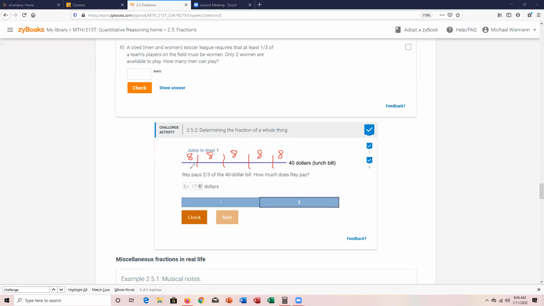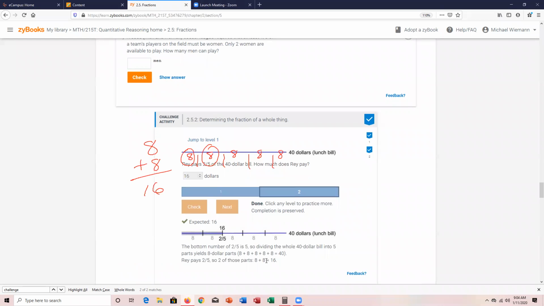So 2 of them match the criteria, so I circle 2 of them. If I add 8 and 8 together, I end up with 16. So $16. Let's verify that we are correct there. So 16, check it. And notice we've got the correct answer to part 2.